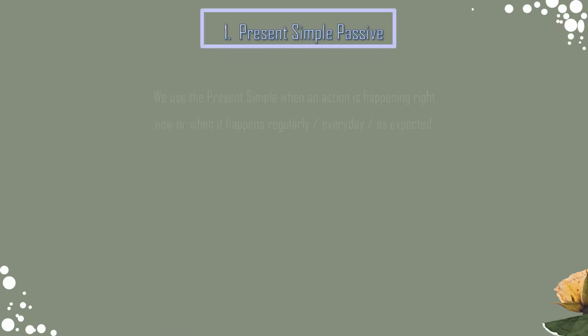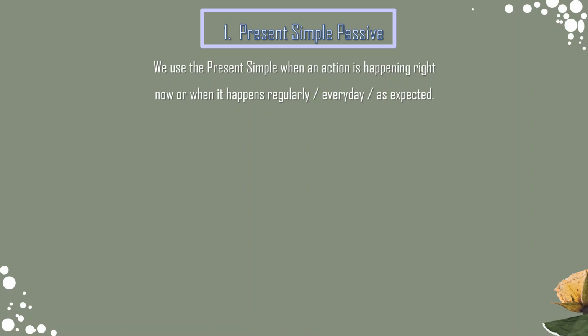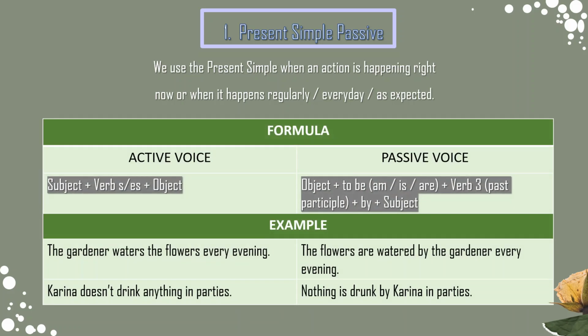The first one is present simple passive. We use the present simple when an action is happening right now, or when it happens regularly, or every day, or as expected. And this is the formula. Active voice formula: subject plus verb s or es plus object. Passive voice formula: object plus to be, am is are, plus verb 3 or past participle, plus by plus subject.